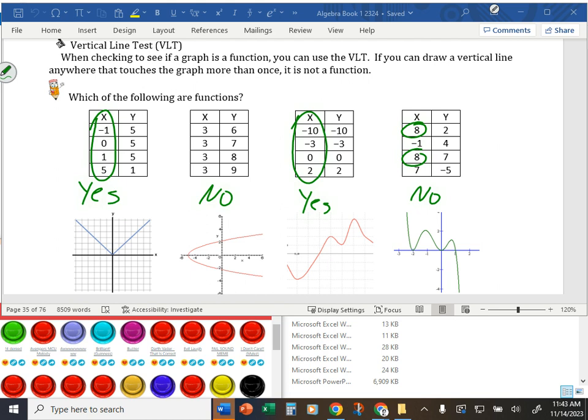So now on a coordinate plane, what does it look like when x repeats itself? Which one of these, 1, 2, 3, or 4? Thinking about, if x repeats, it's not a function. What would x repeating look like on the graph there? 1, 2, 3, or 4. Which one's not a function?